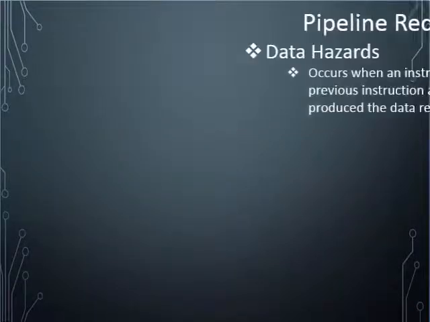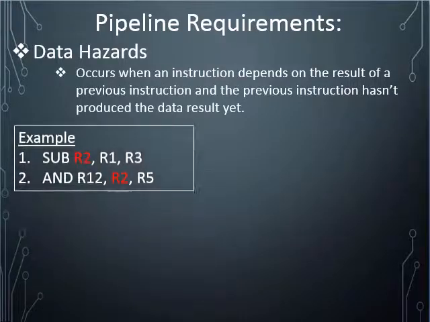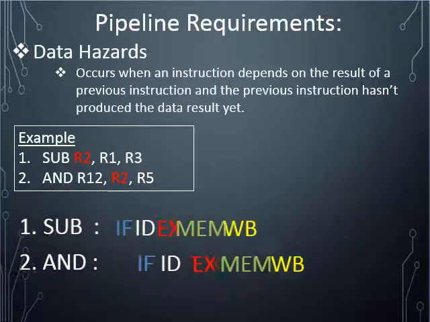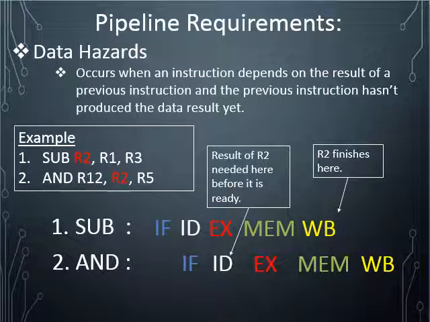Data dependencies can become data hazards. This occurs when an instruction depends on the result of a previous instruction, but the previous instruction hasn't produced the data yet. In this example, register 1 and register 3 are subtracted, and the result is stored into register 2. The data stored in register 2 is needed in the next instruction. However, if we look at the pipeline stages, the value stored in register 2 is not finished in time for the next instruction. This is considered to be a data hazard.